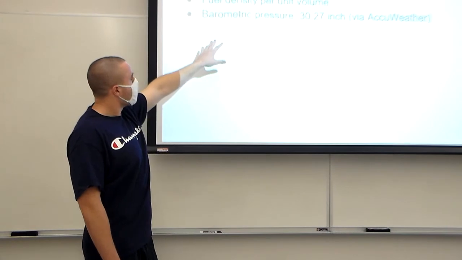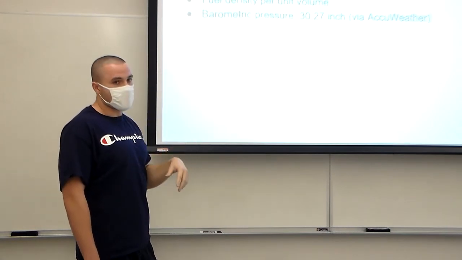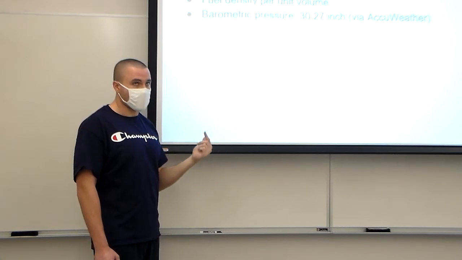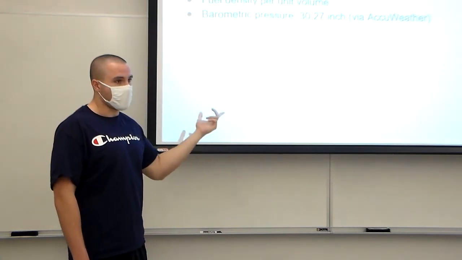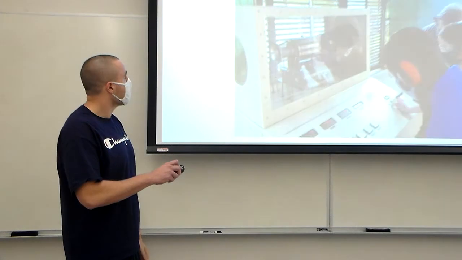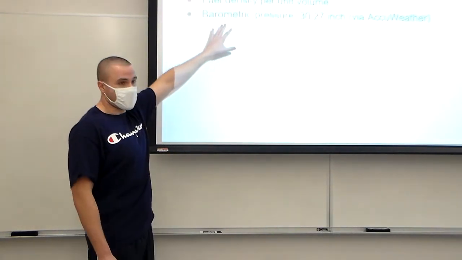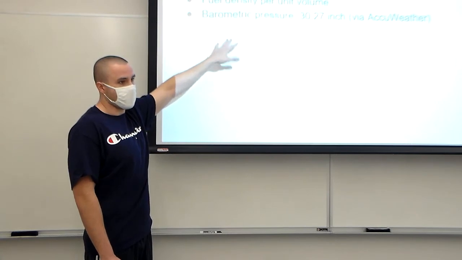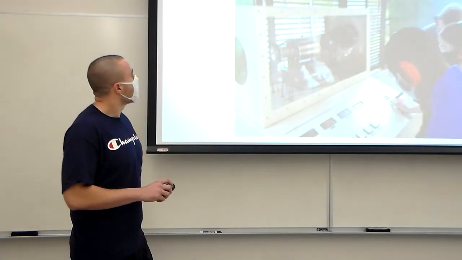And then another important parameter is the barometric pressure of the ambient air around you. Ours was 30.27 inches of mercury, and we got that from just the AccuWeather app on my phone. Oh, and the reason why the barometric pressure is important is because the incoming air pressure affects how much work the compressor has to do on the air.